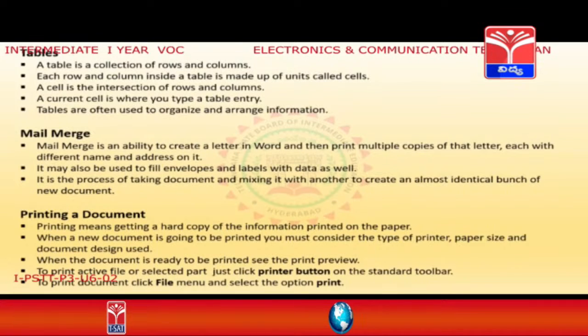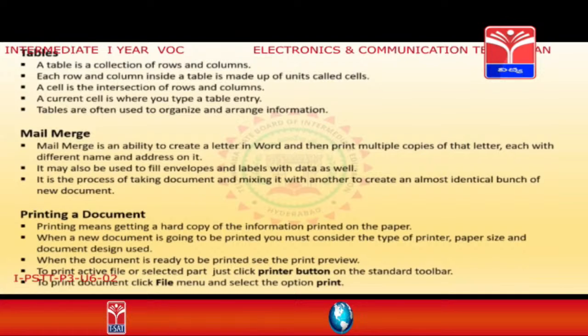Tables. A table is a collection of rows and columns. Each row and column inside a table is made up of units called cells. A cell is the intersection of rows and columns. A current cell is where you type a table entry. Tables are often used to organize and arrange information.